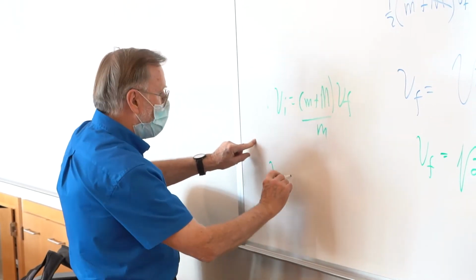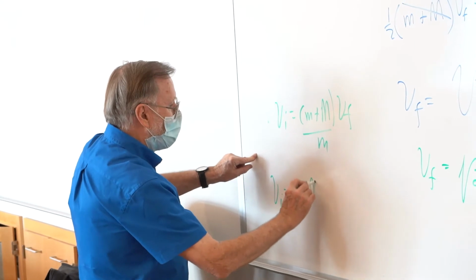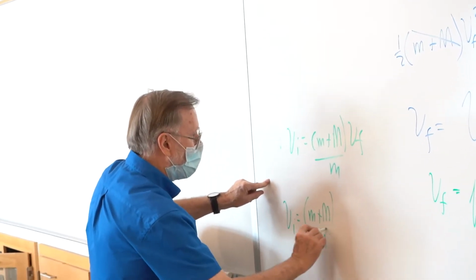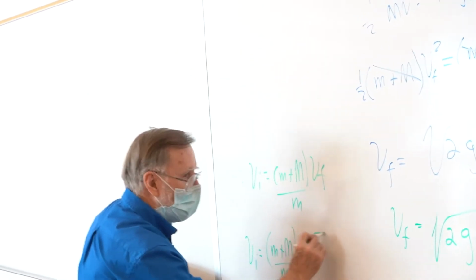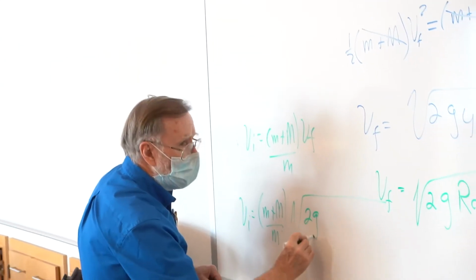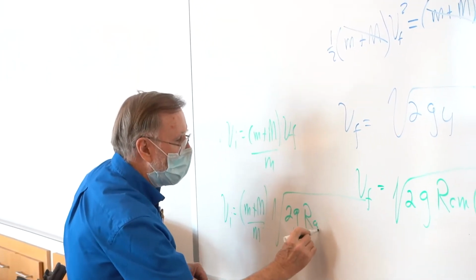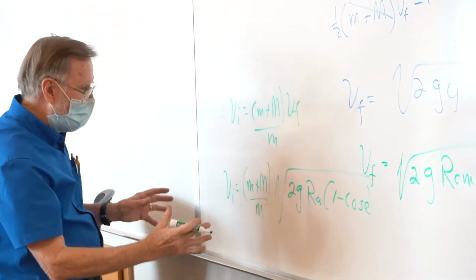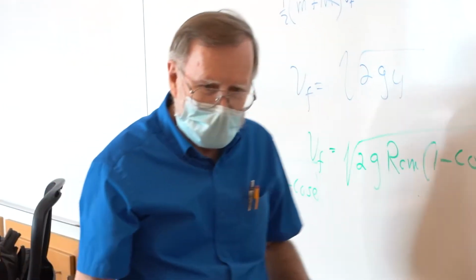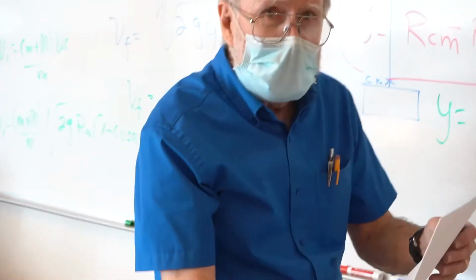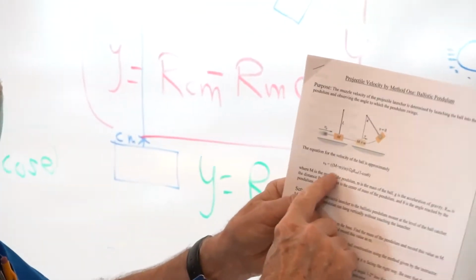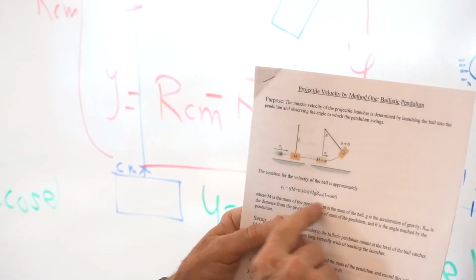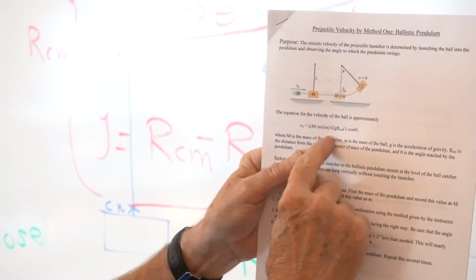V initial equals little m plus big M over little m times the square root of 2g r center of mass times 1 minus cosine theta. Now it looks a little complicated, but it's exactly what you'll find on your data page. This is the expression that we just derived. It's a little confusing the way this is printed out.